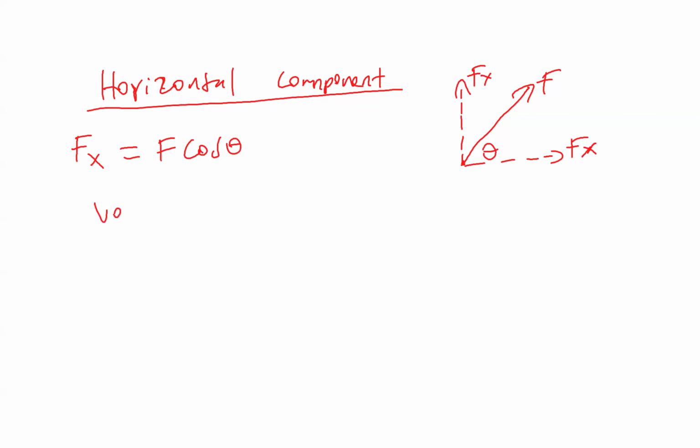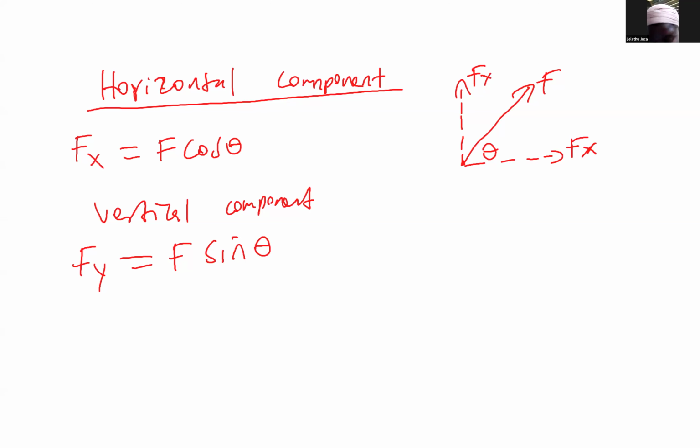What about the vertical component? It's Fy, F sine theta, because it's opposite. Yes. These are the formulas that you have to know. For us to do that question, we need this as well. This is what we need. And this is the most important thing that we need to answer that question.